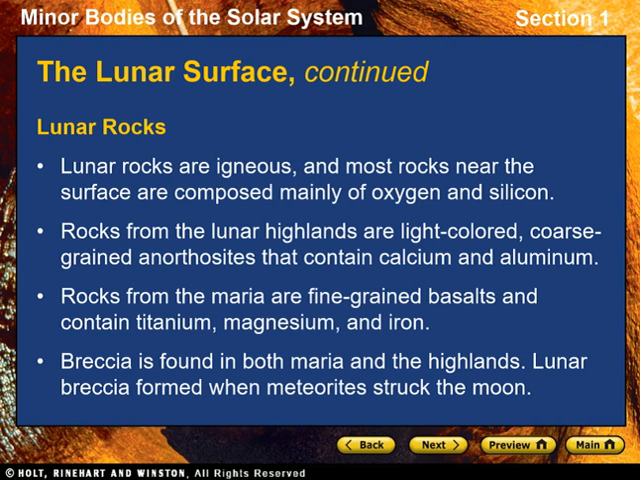Rocks from the lunar highlands are light-colored, coarse-grained anorthosites. Highland rocks are rich in calcium and aluminum. Rocks from the Maria are fine-grained basalts and contain large amounts of titanium, magnesium, and iron.